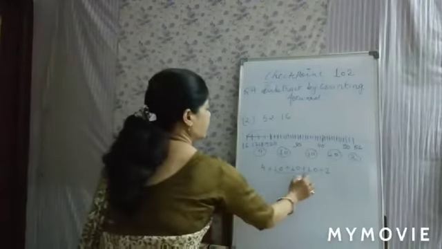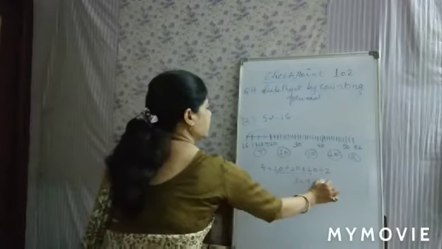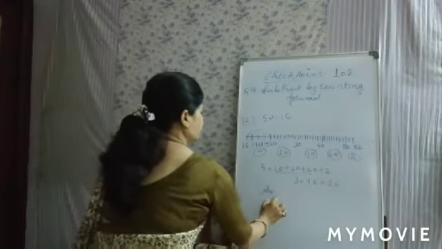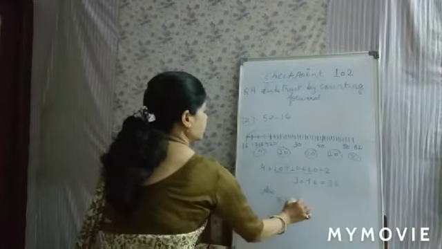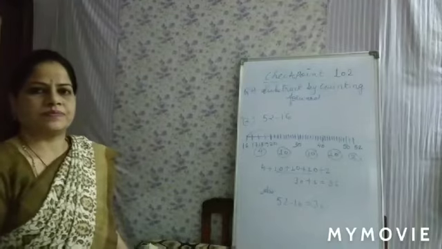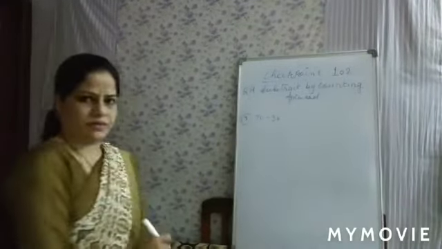So these 10s make 30, and 2 plus 4 will be 6. So 36. So the answer, the subtraction 52 minus 16, equals 36. The difference is 36. Now you have to subtract 36 from 70.